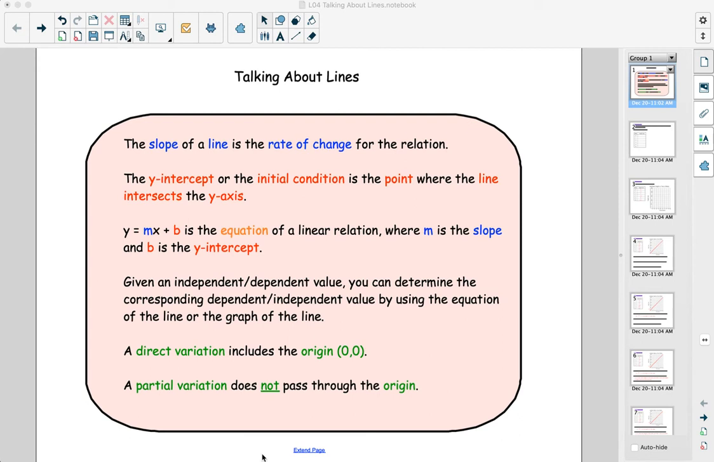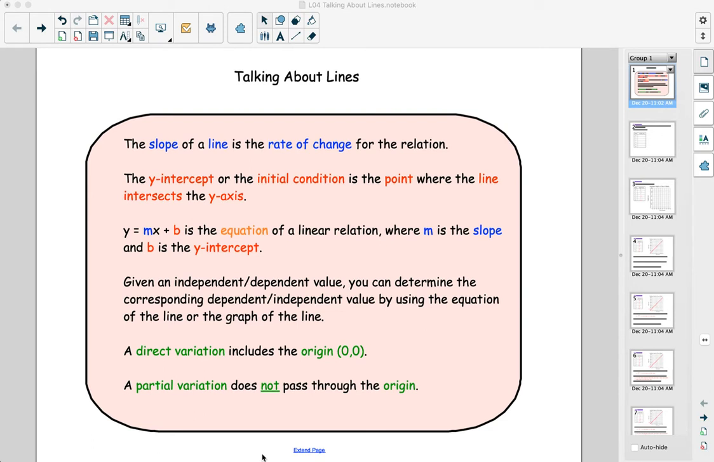Welcome back to grade 9 Applied Mathematics. We're continuing our work in Unit 6, which is really applications of linear relations. Today's lesson is called Talking About Lines. This is lesson 4, and we're going to look at 4 specific applications of lines.